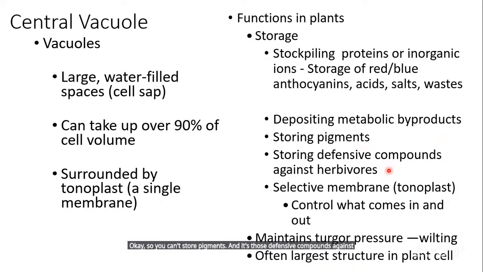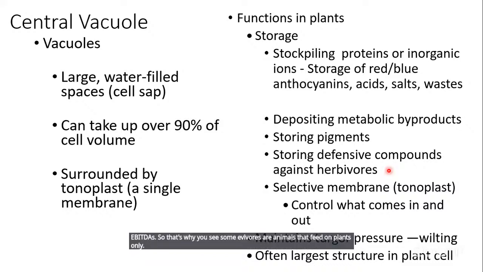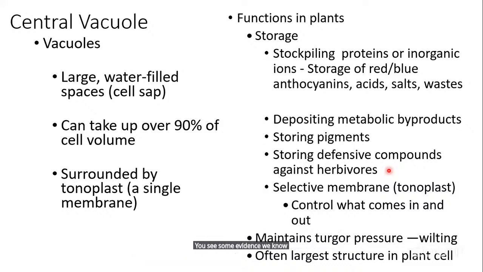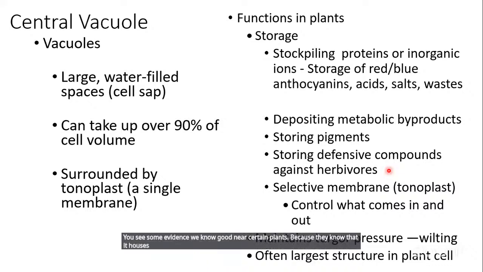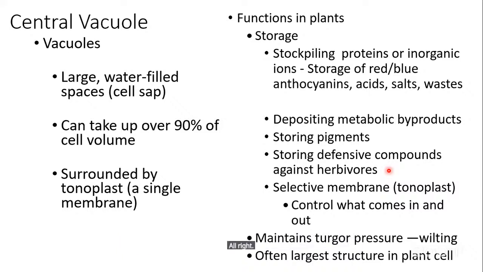Herbivores are animals that feed on plants only. You see some herbivores will not go near certain plants because they know that it houses some poisons that are harmful to them. And the vacuole in plants also helps maintain turgor pressure. So when the vacuole doesn't have enough water, then the plant wilts.